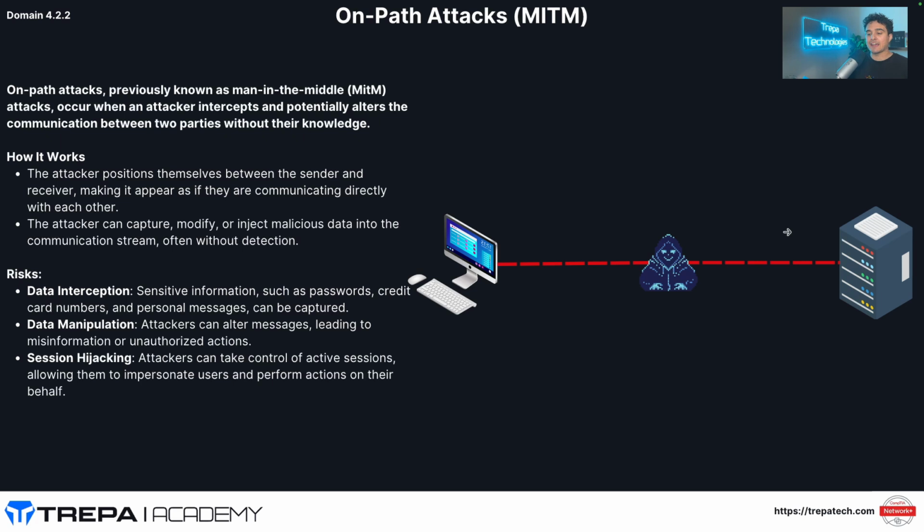An on-path attack, otherwise known as a man-in-the-middle attack. On-path attacks, previously known as this, they like to switch up the vocab, occur when an attacker intercepts and potentially alters the communication. So this is as simple as us maybe putting a vampire tap into the Cat5. Probably not. But how it works is the attacker positions themselves between the sender and receiver, and however they do it, well, we're not going to dive too deep into it, because again, we're just here for a high-level overview. When the attacker does that, they can capture, modify, or inject malicious data into the communication.